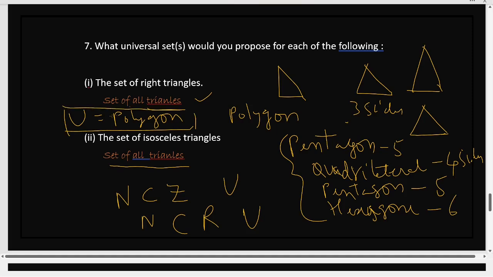For this, it is similar: n belongs to Z, that is integer, n also belongs to R, real number. The universal set for n being a natural number is R. Also Z can be considered as a universal set for this.